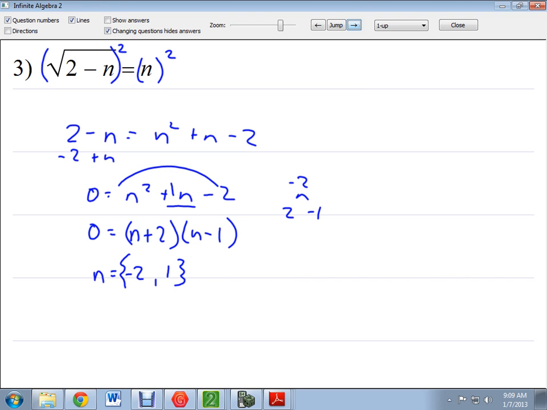Now, we have to check both of these answers to see if they're extraneous. When I plug in, let's start with the 1 because that's usually the simplest.